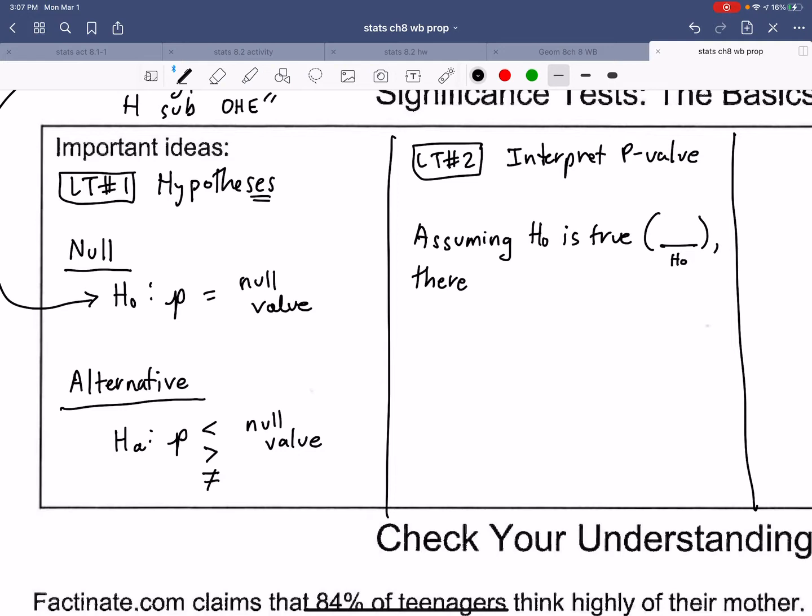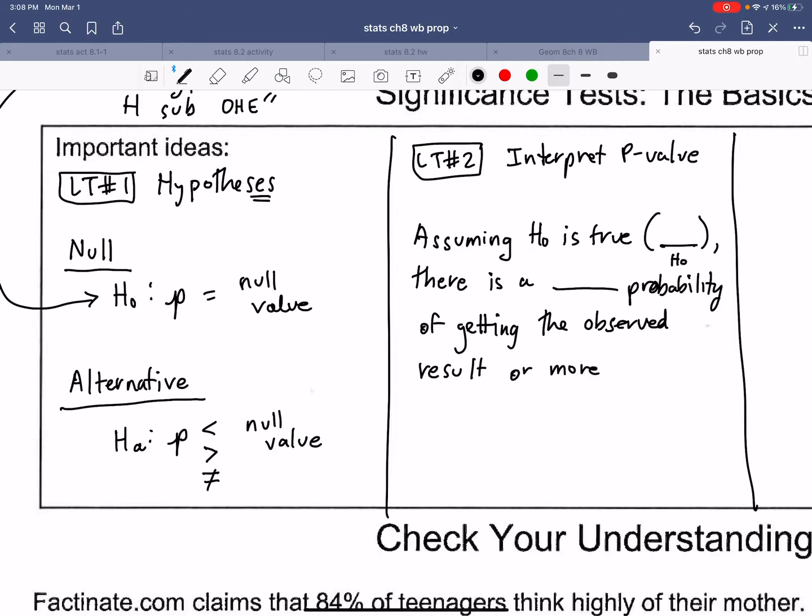So assuming H sub O is true, we say there is a blank probability of getting the observed result or more extreme purely by chance.